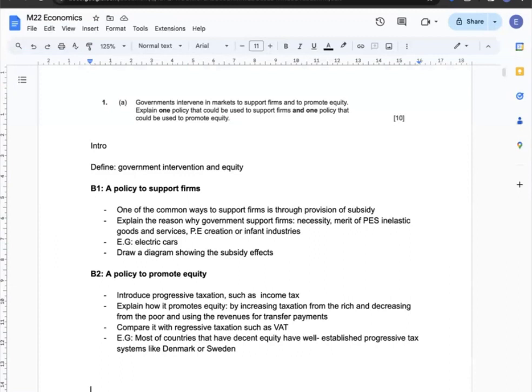And the collected tax revenues can further be used for increasing transfer payments. And then I can deepen the analysis by comparing the progressive taxation system with regressive taxation systems, such as consumption taxation. And the relevant example can be that most of the countries that have decent equity have well-established progressive taxation systems, like Denmark or Sweden, things like that.